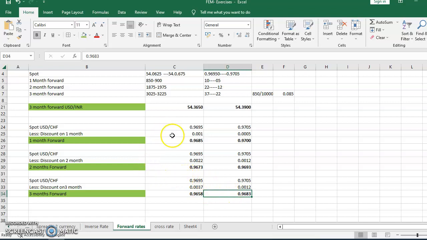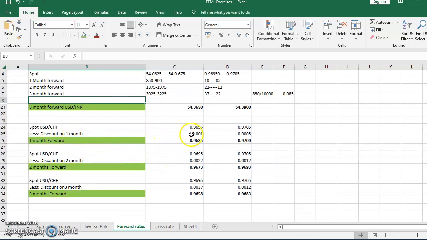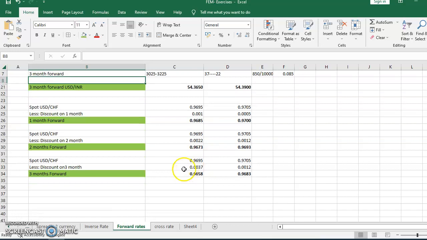Okay, so there is no complexity as far as the calculation of the forward rates is concerned. All that you have to know is this portion. Just see if the bid point is more or less, and accordingly take a decision. If it is a premium, add it to the concerned spot. That would give us the monthly forward. Otherwise, if your bid is more than the ask, then deduct it, because that is a discount. So this is how we calculate the forward rate.